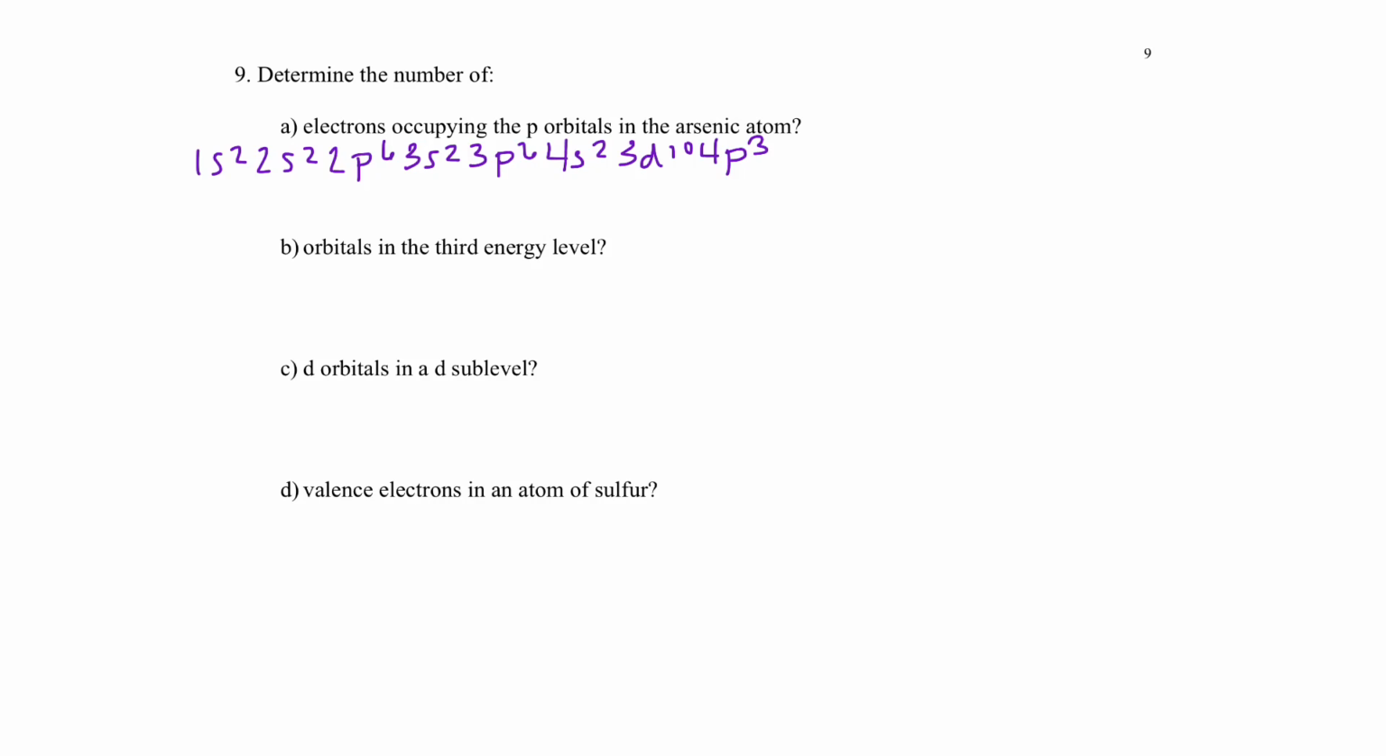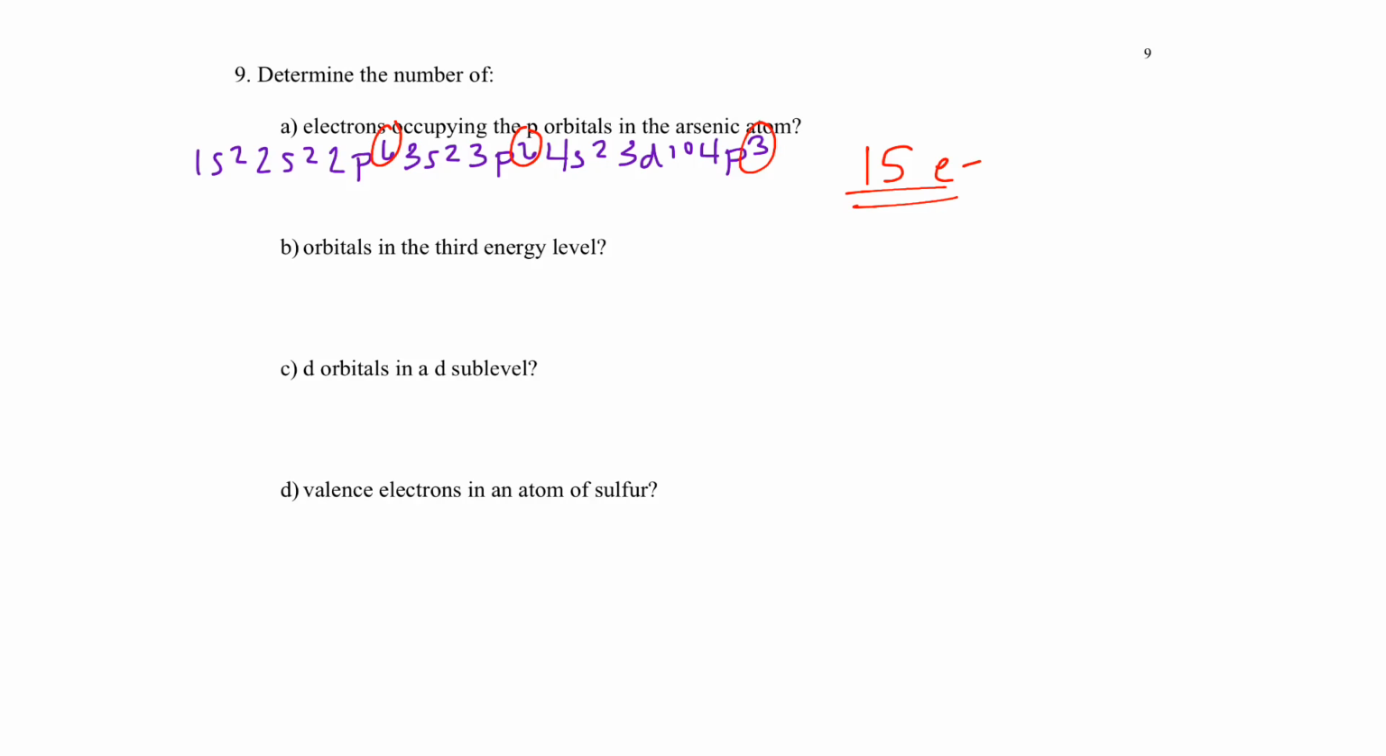So if it wants the total number of electrons occupying p orbitals, we just need to count up our exponents. So 6, and another 6, and then 3. So altogether, that would give you a grand total of 15 electrons in the p orbital. So there's your answer for part A.